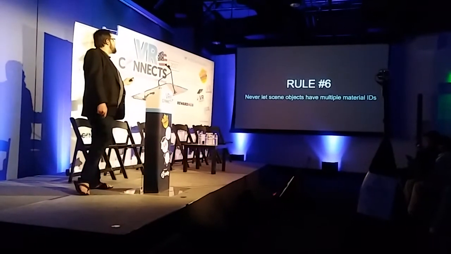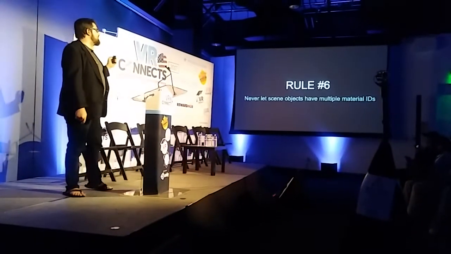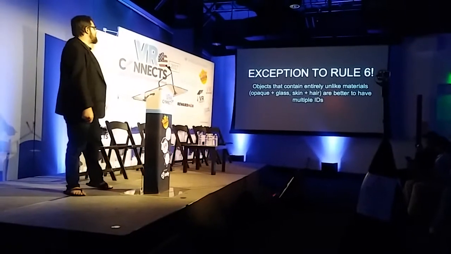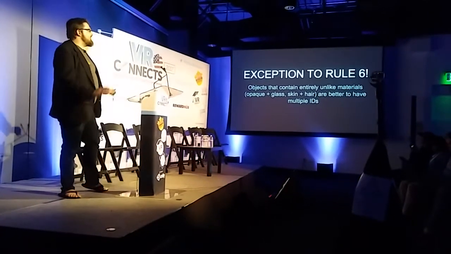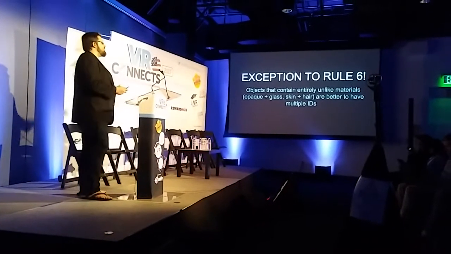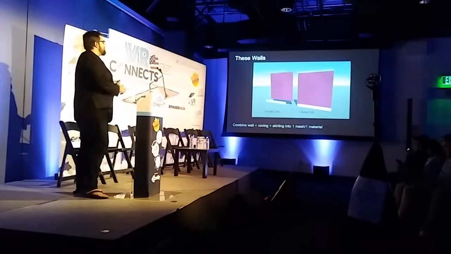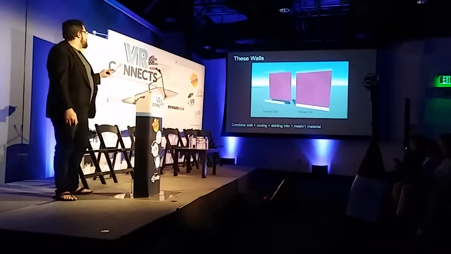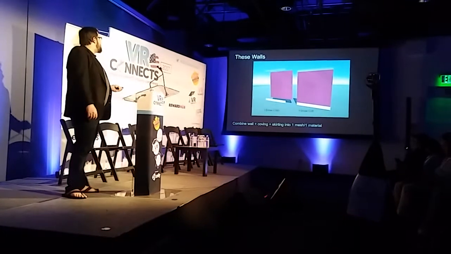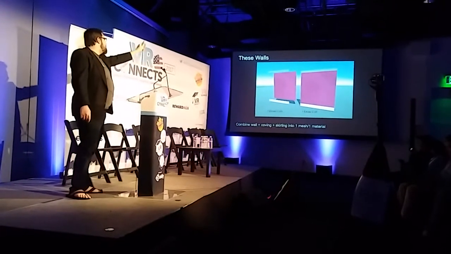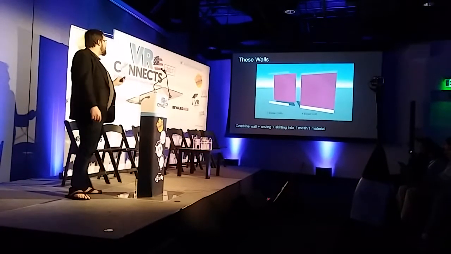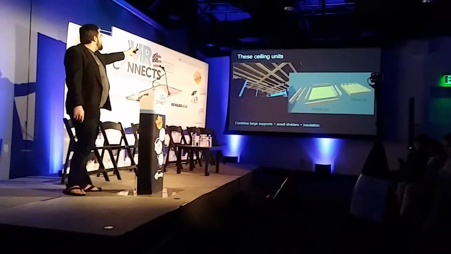So never let scene objects have multiple material IDs unless they're using a skin, hair, or some other type of shader where it would make sense to break those up. Here's an example of a material that could be optimized. You could take these 3 pieces and combine them into one object and one material. You can also do the same thing for this.